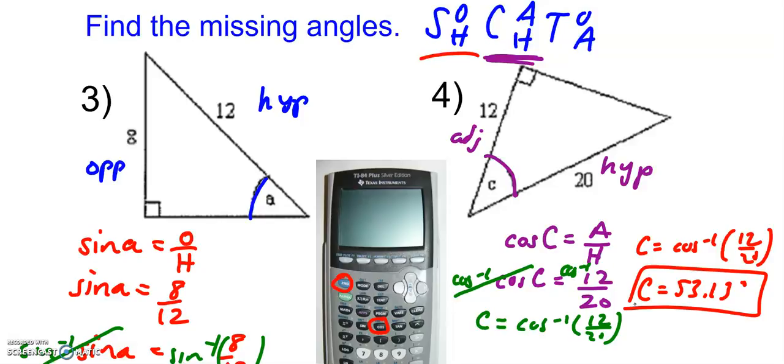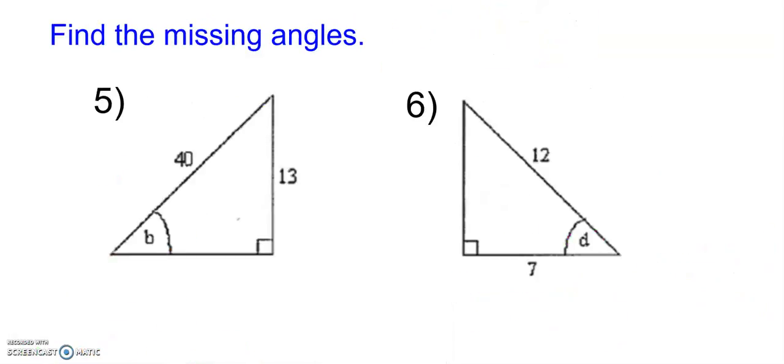So the videos can only be 15 minutes. What I'm going to ask you to do is, before you go to the next video, I would like you to try these next two problems, 5 and 6. At the start of the next video, I will have all of my work and the final answers for those. So please don't start the next video until you've tried 5 and 6. Thanks guys, and see you at the next video.